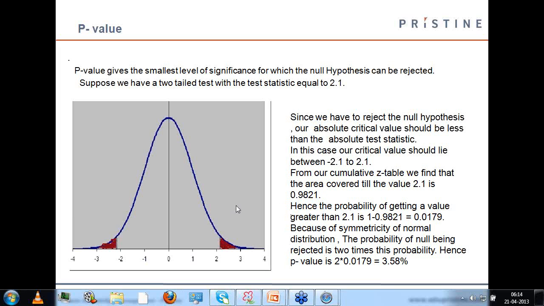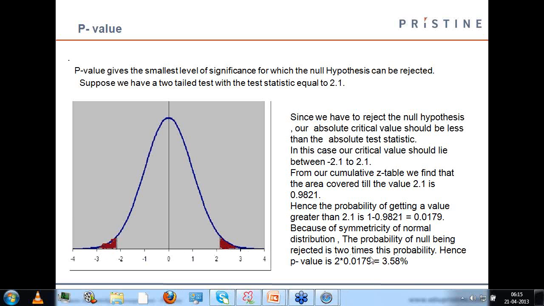Hence the probability of getting a value greater than 2.1 is 1 minus 0.9821, and that is equal to 0.0179. Since it is a two-tailed test and the normal distribution is symmetrical, the probability of the null hypothesis being rejected is 2 times this value, which is represented by this colored region. So the p-value will be 2 times this value.